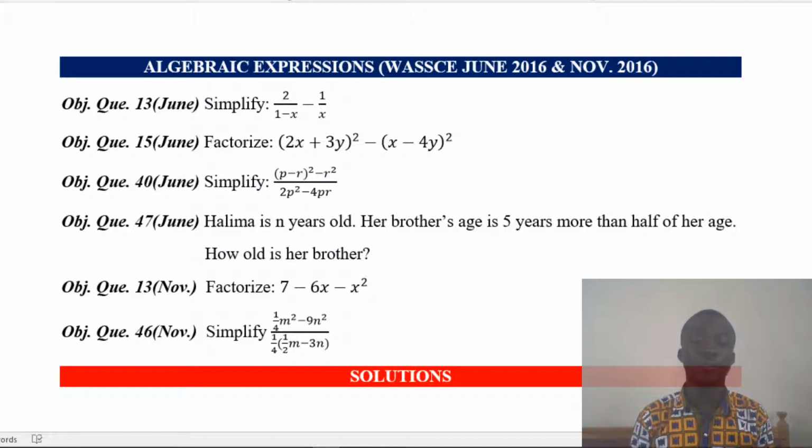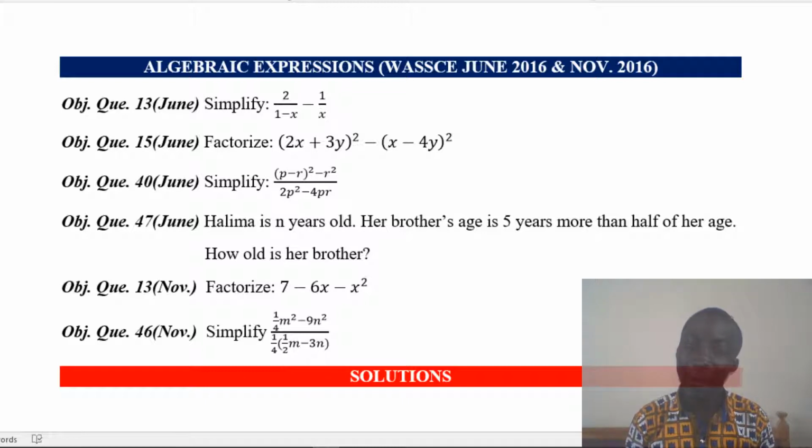Objective question 40 June. Simplify (p minus r) all squared minus r squared, divided by the expression 2p squared minus 4pr. Objective question 47 June. Halima is n years old. Her brother's age is 5 years more than half of her age. How old is her brother?